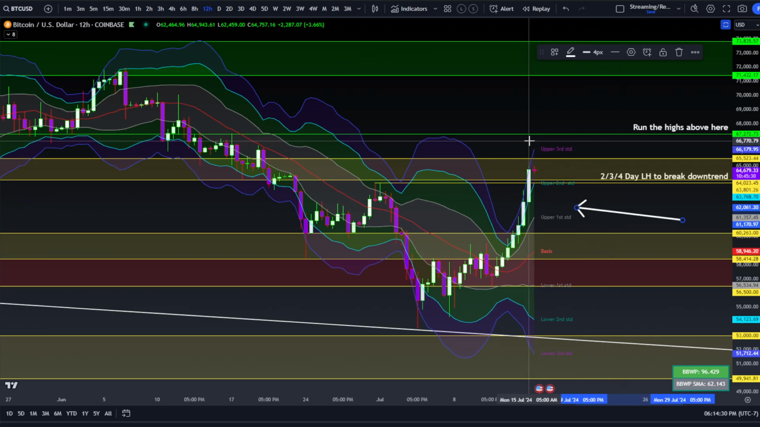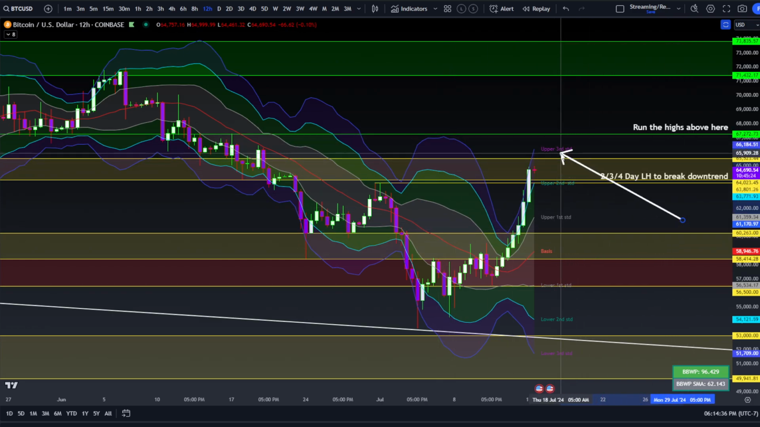Above 65.5, I'm looking basically 66 to 67,272 again. You can even see that the upper third standard deviation is moving its way up there into the $66,000 region. And then right above there is my run the highs zone.